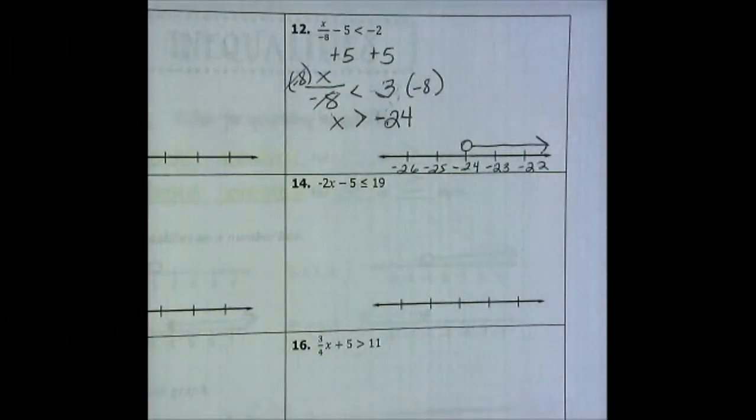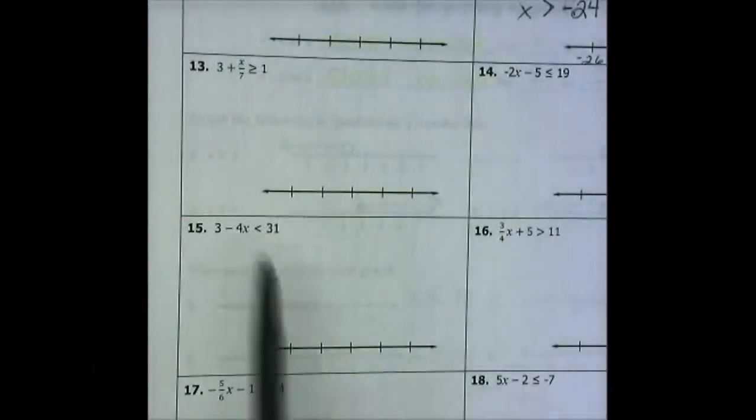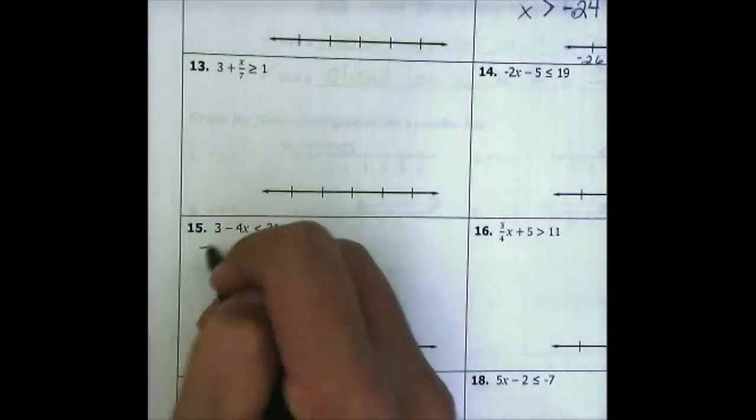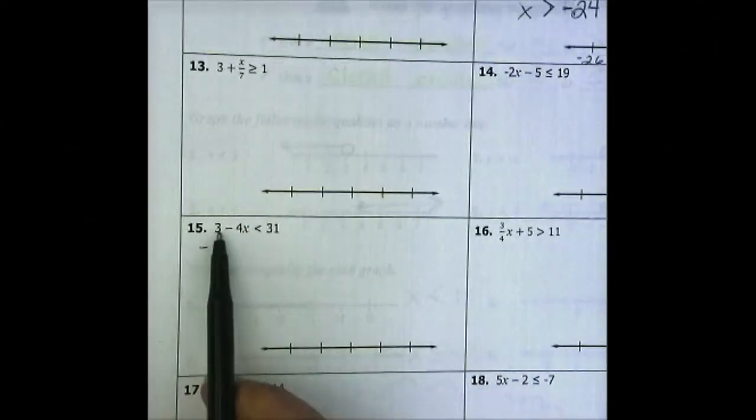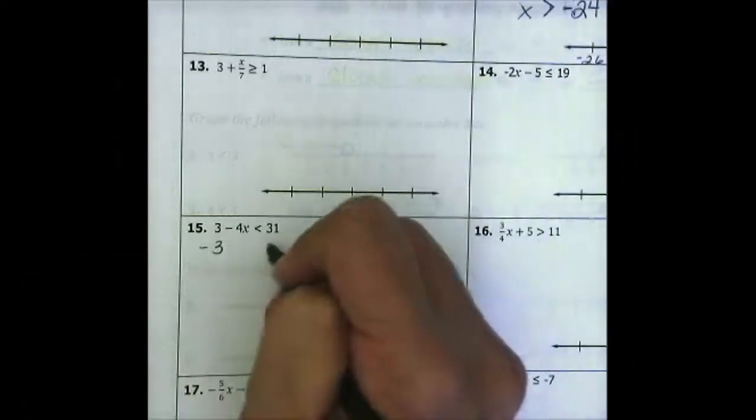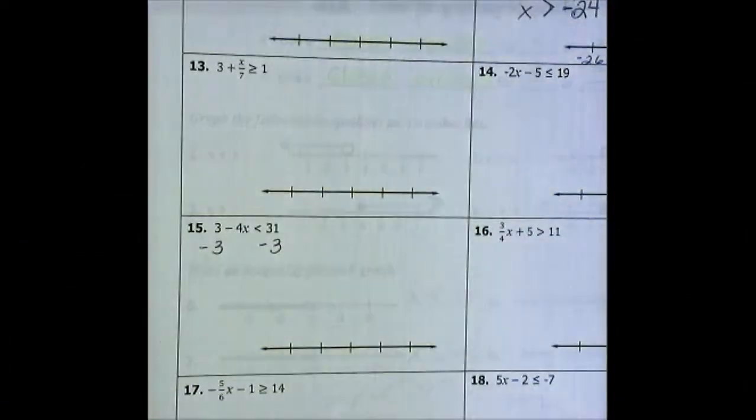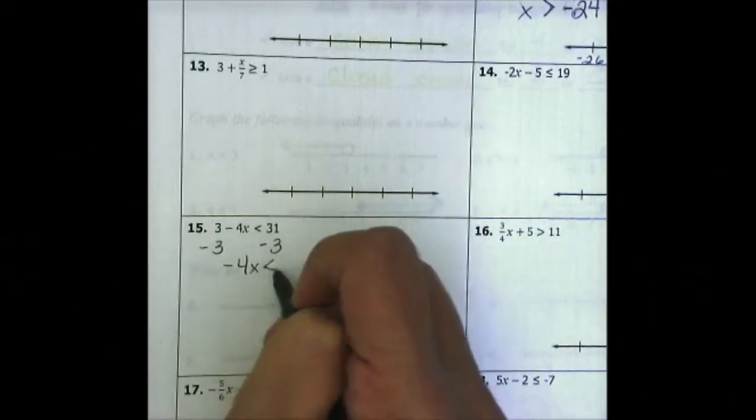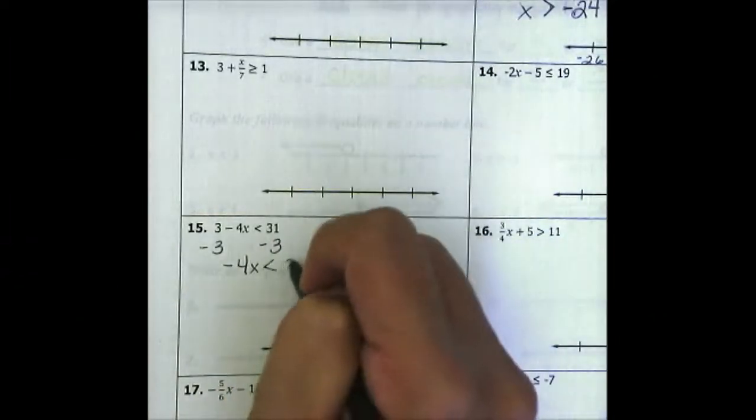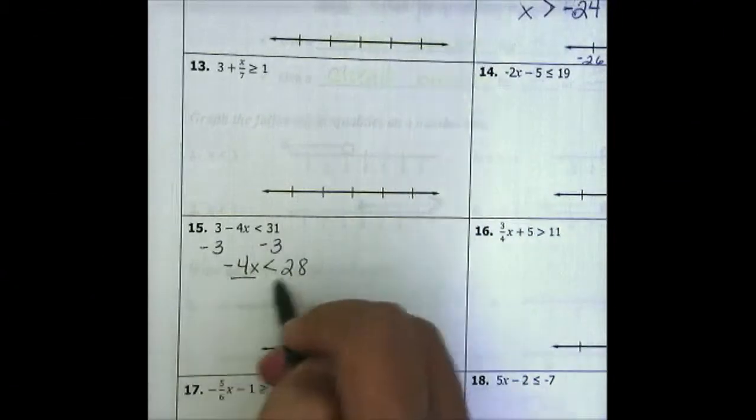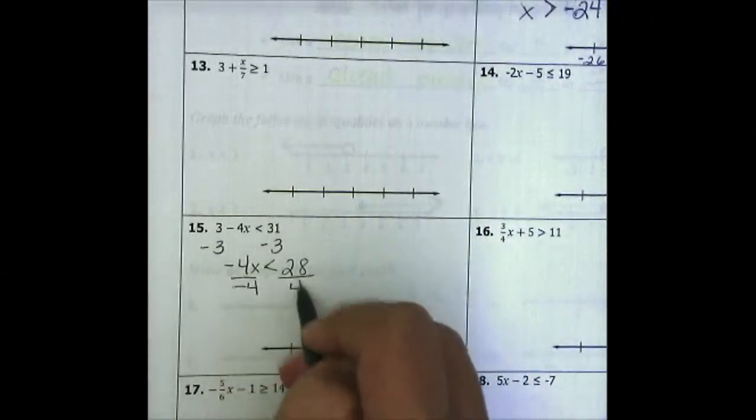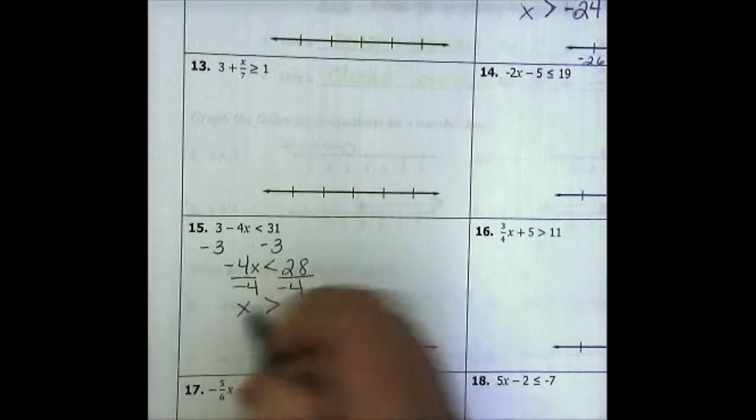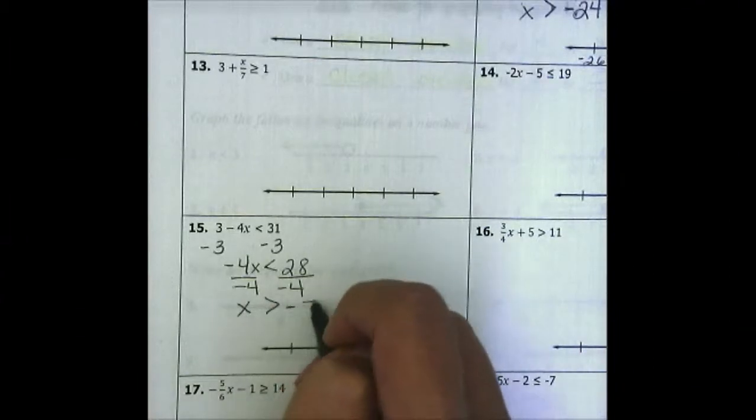All right, let's take a look at number 15. Number 15 says 3 - 4x < 31. Here we're going to subtract 3 because we have a positive 3. We have to subtract 3 to get to 0, so we're going to subtract 3 from both sides. Be very careful with that. That's going to leave me with -4x < 31 - 3, so less than 28. Then we have to divide by -4 on both sides, which means that we're going to flip our symbol. We get x > -7.